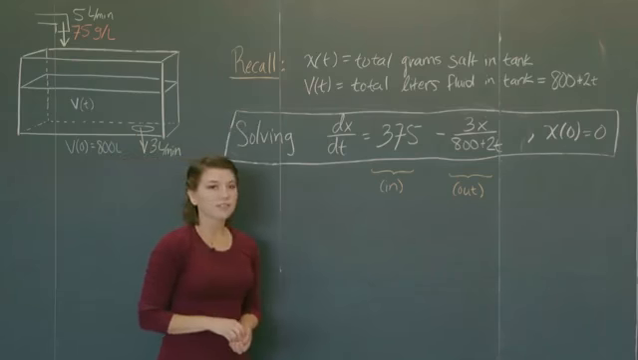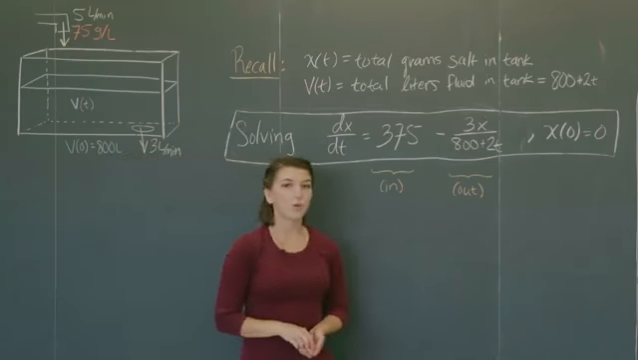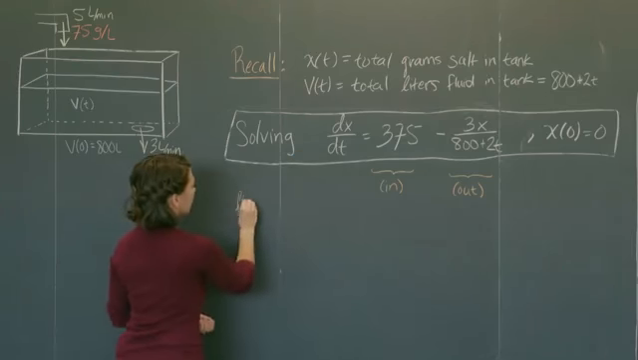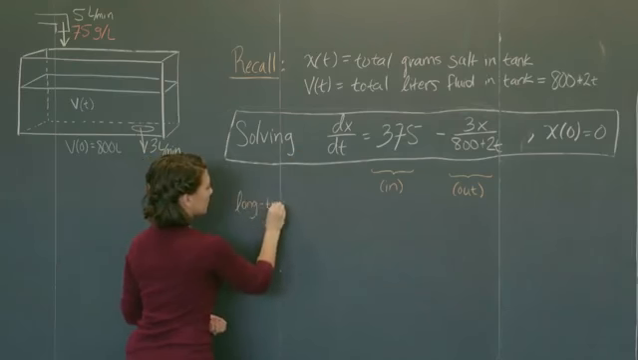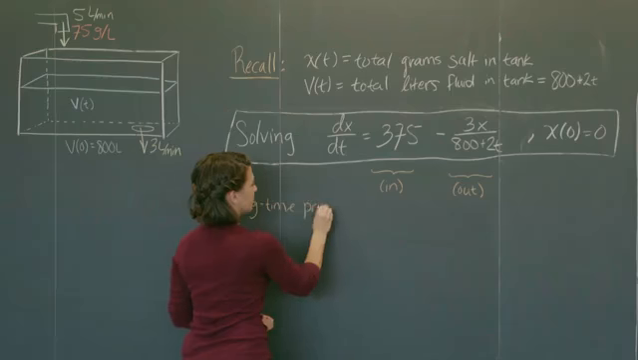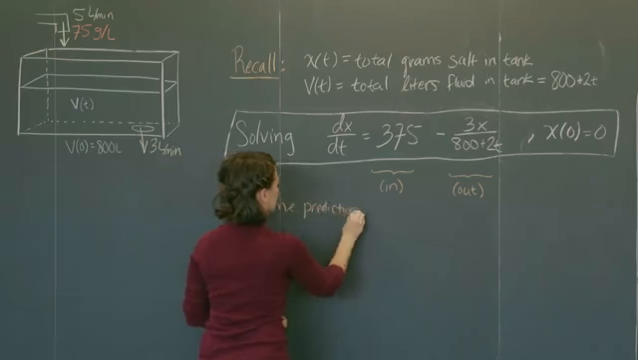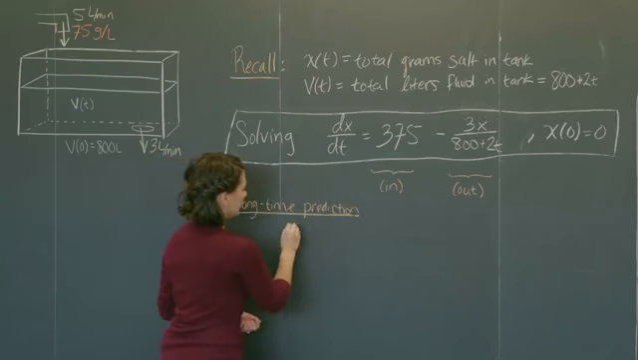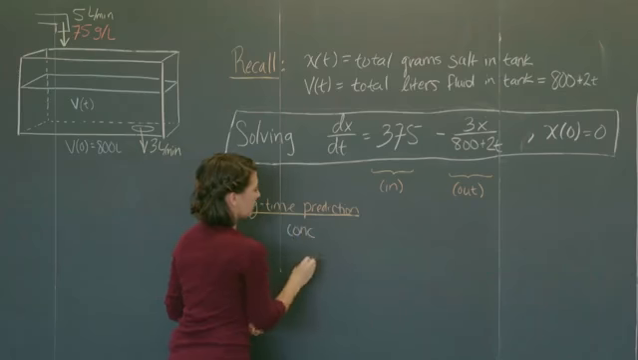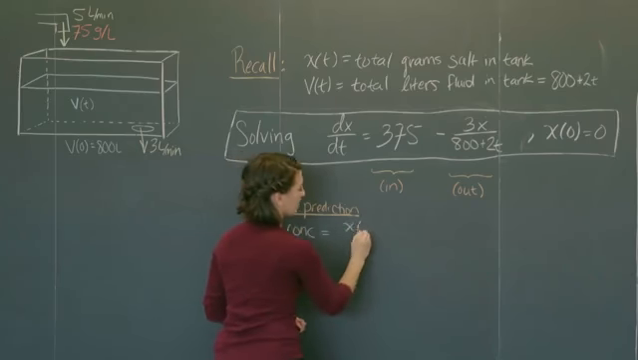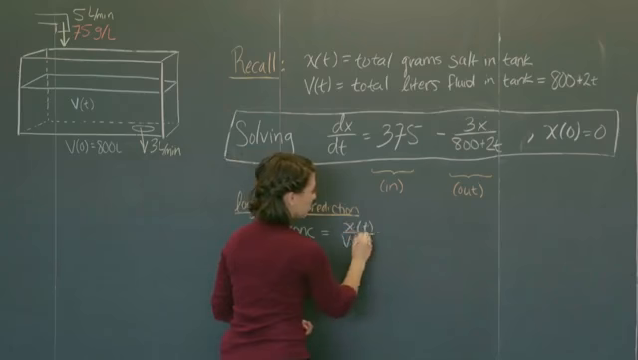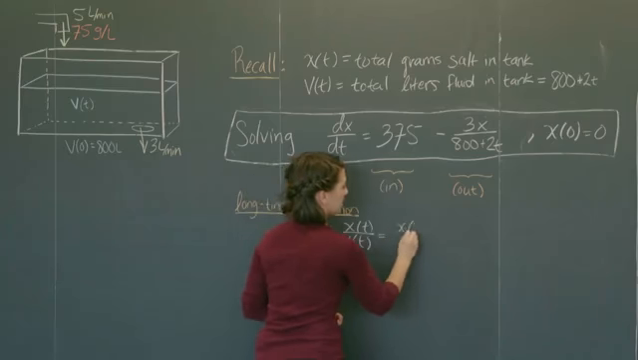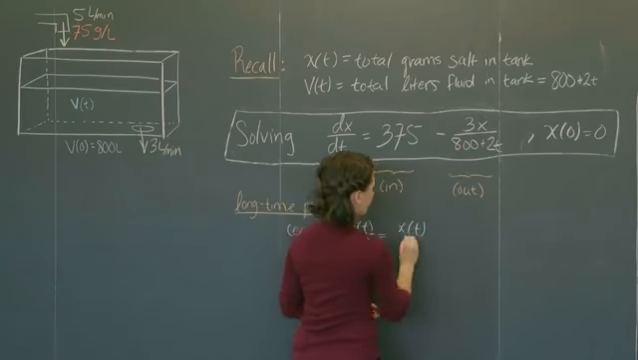Before we get into solving this, we can actually make some predictions about what will happen in the long-term behavior. So we're going to make a long-time prediction. Recall that we said that the concentration of salt in the tank is equal to x of t over v of t. For us, this means x of t over 800 plus 2t.